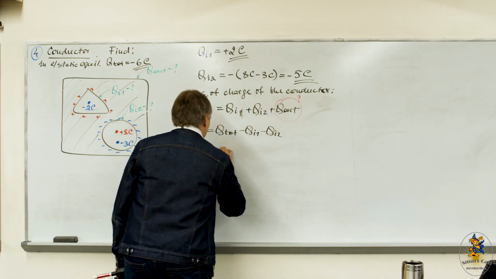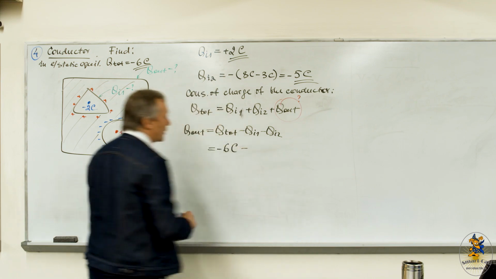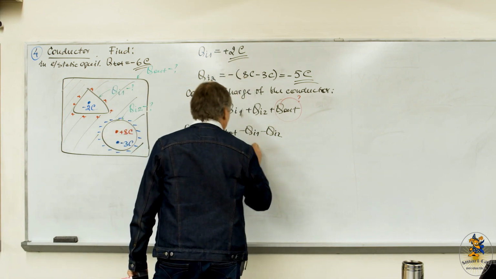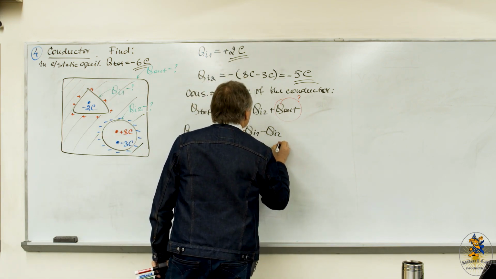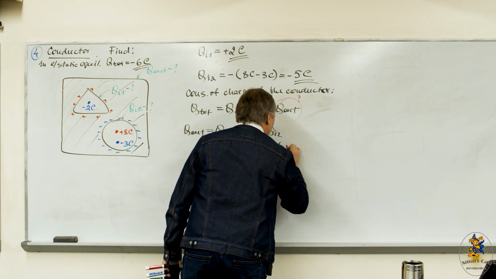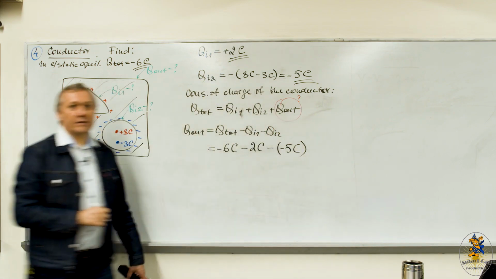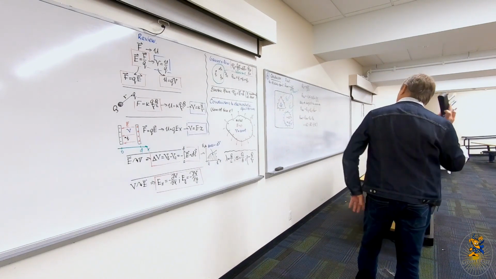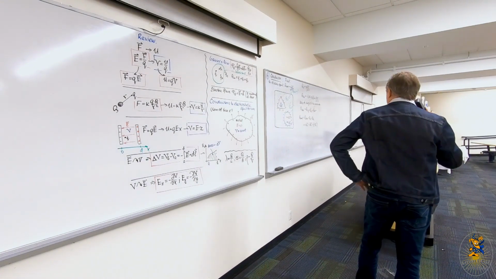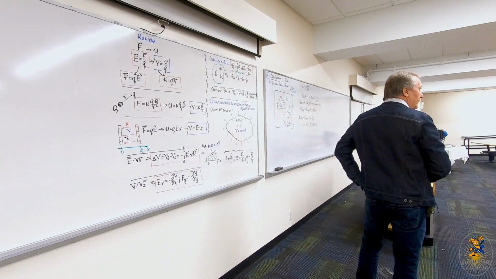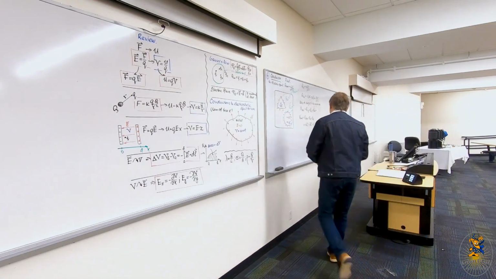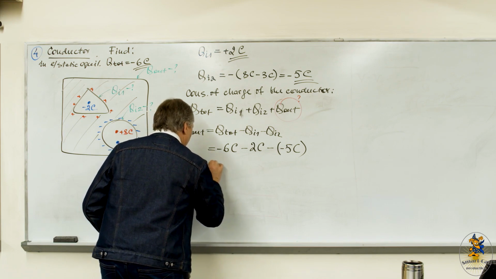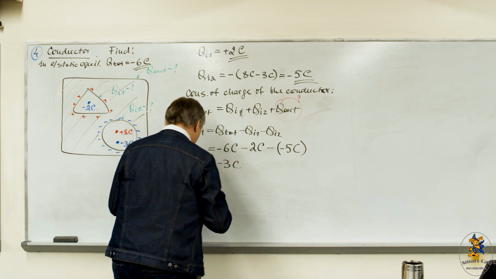So Q total is minus 6 coulombs, then minus from the expression and the internal surface charge on this surface, minus 2. Then minus from the expression, and this charge is negative, minus 5 coulombs. So minus and minus, it will be positive. And so what are we getting? Minus 8 plus 5, negative 3. So Q out equals minus 3 coulombs.